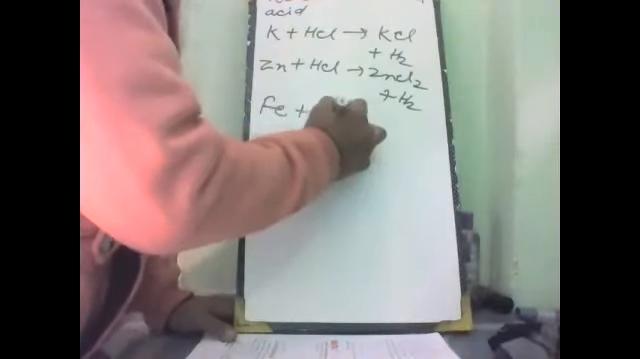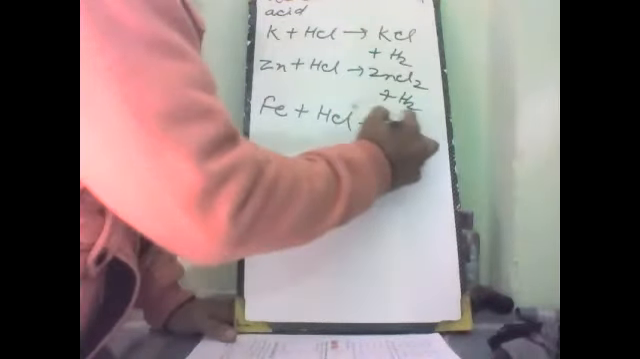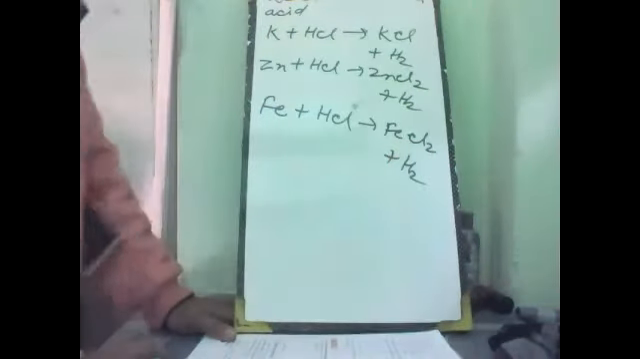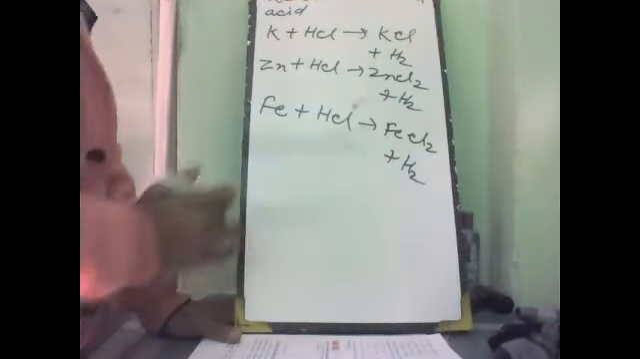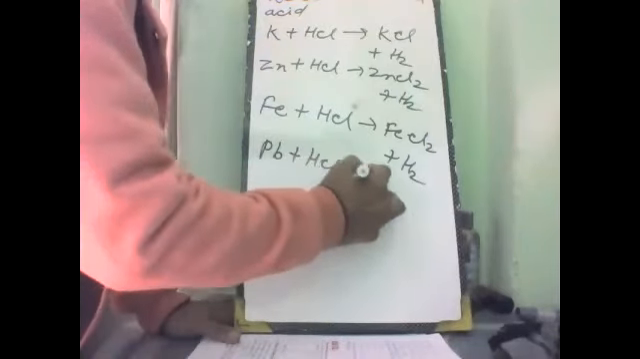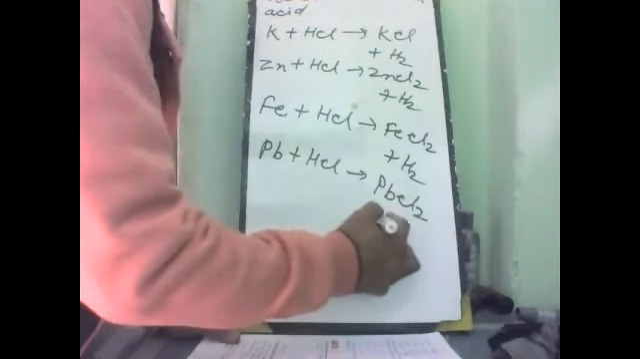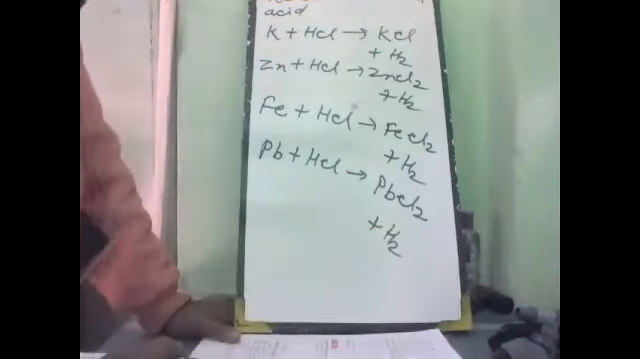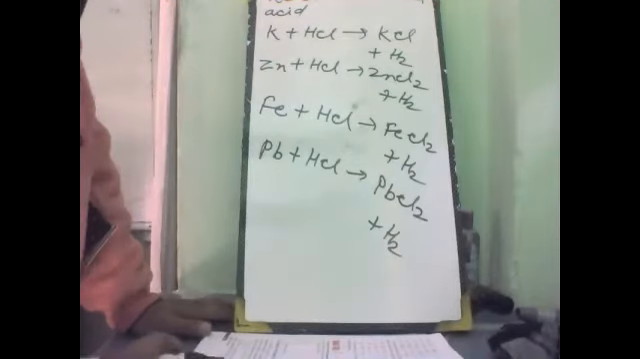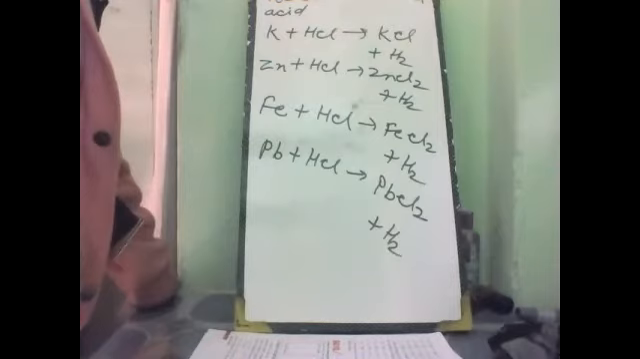Fe reacts with hydrochloric acid and forms FeCl2 and releases hydrogen. Lead reacts with hydrochloric acid and it forms PbCl2, lead chloride, and releases hydrogen gas. This is the reaction between metals and acid.